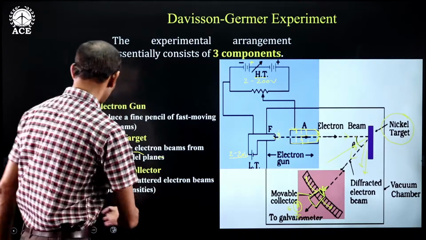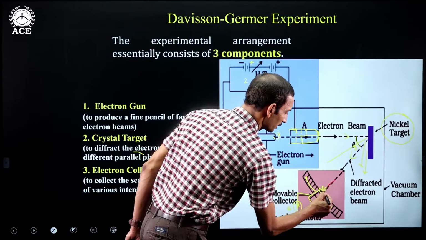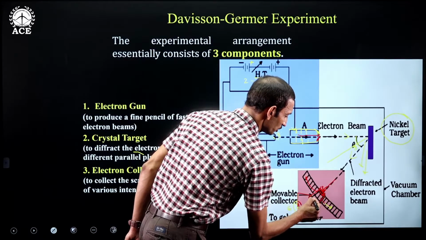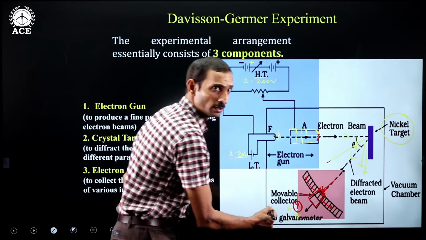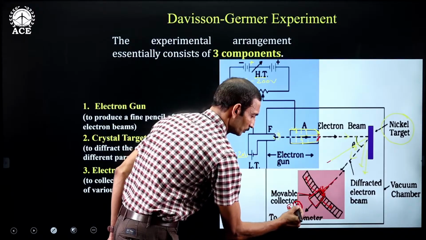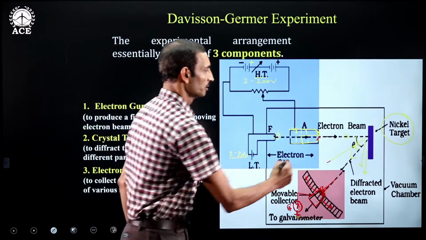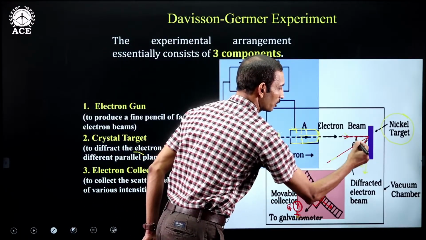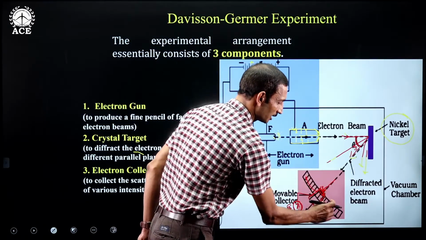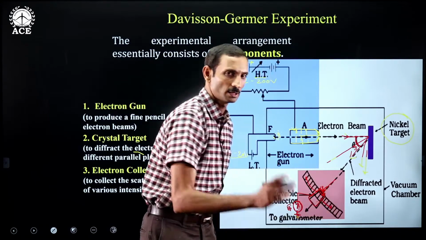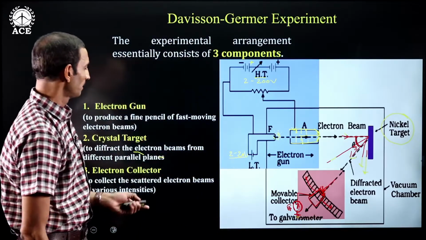So this scattered electron beam automatically would be collected over here. This is an electron collector, a metal cylinder capable of sliding over this scale, which is in turn connected to a galvanometer. This galvanometer shows a deflection. This is the angle I'm talking about, which is the scattering angle. Different scattered rays would be collected by this moving electron collector, and the corresponding intensities are given by the galvanometer.